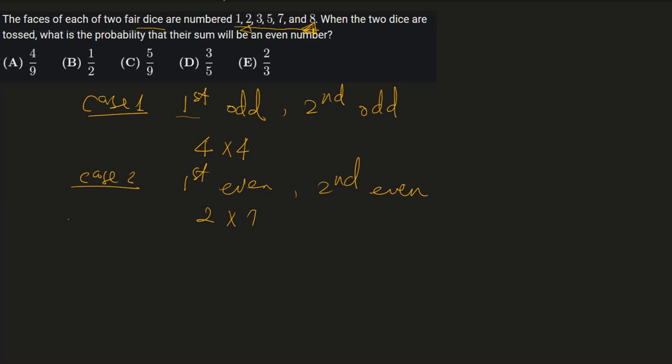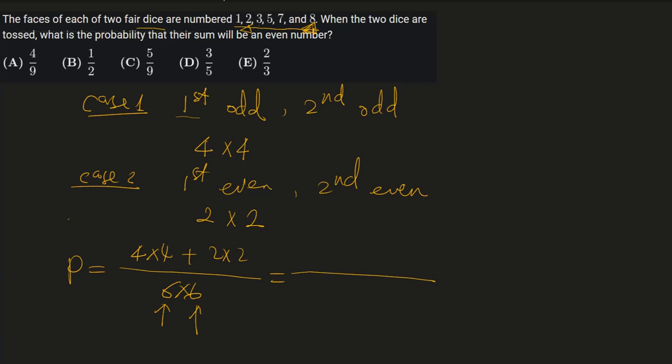So that's also 2. Therefore, our probability shall equal the total number of different scenarios where we get 2 numbers with a sum of even, and that is 4 times 4 plus 2 times 2, divided by the total number of different outcomes when we toss 2 dice. That's 6 by 6, right? We have 6 possibilities for the first dice and 6 for the second. And they're independent, so we multiply them.